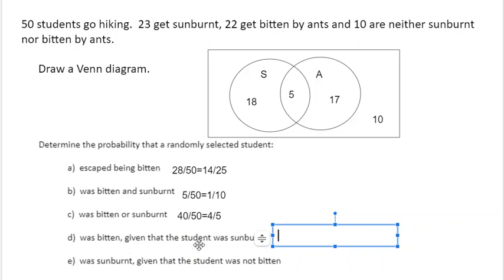Was bitten given that the student was sunburnt? So we know they were sunburnt, so we're only considering these 23 people. And out of those 23, 5 were bitten by ants. So I agree.